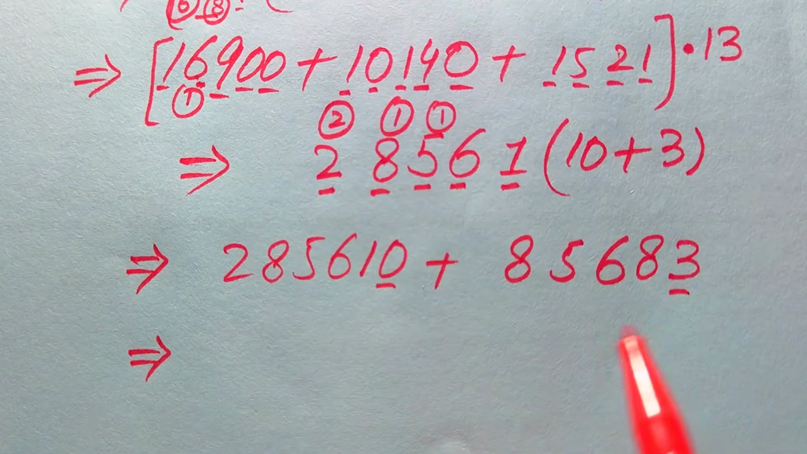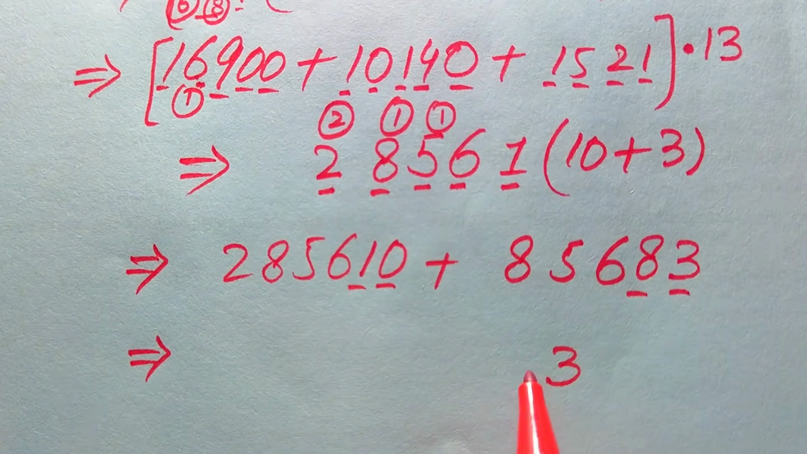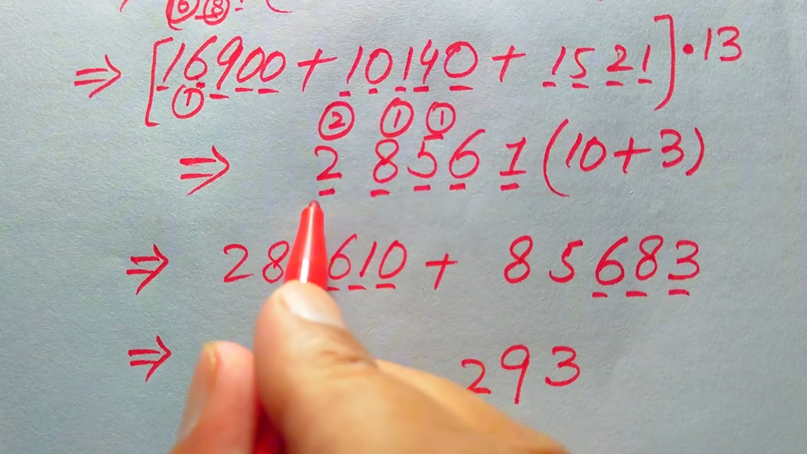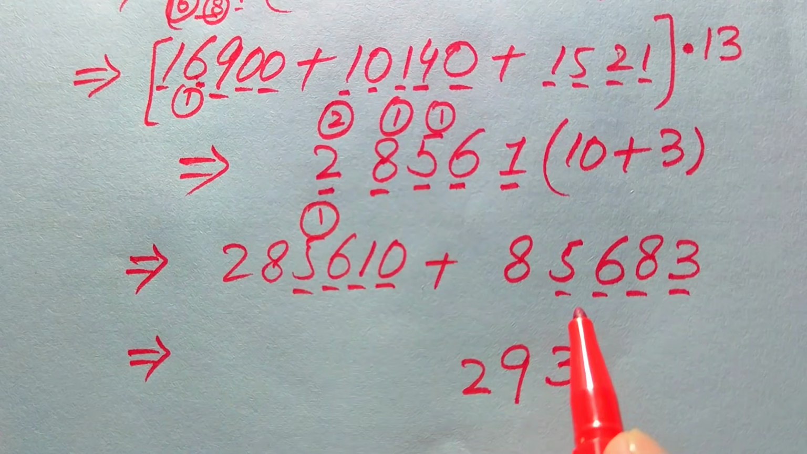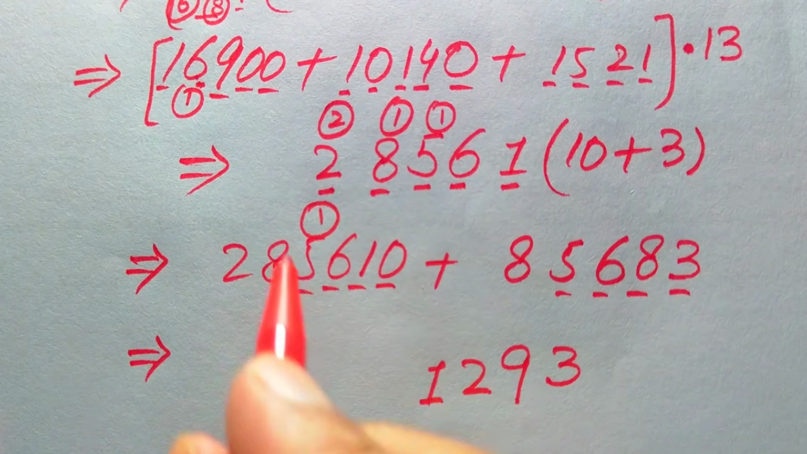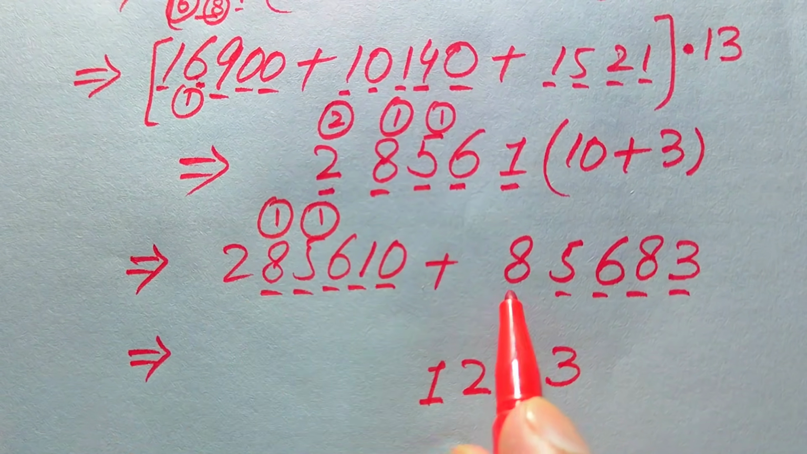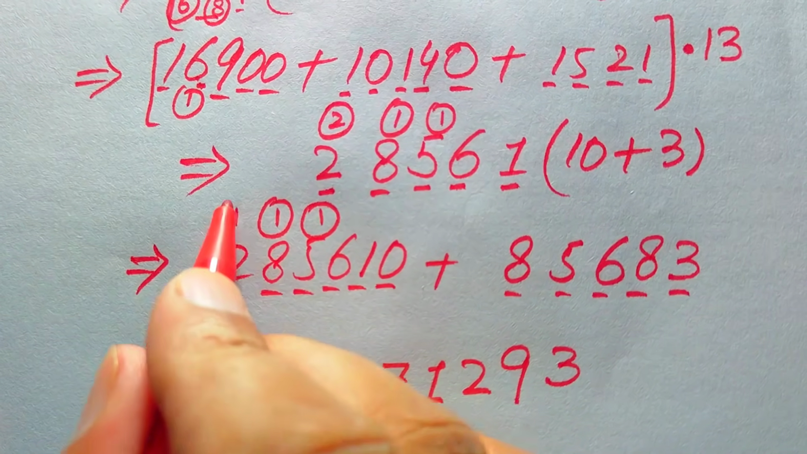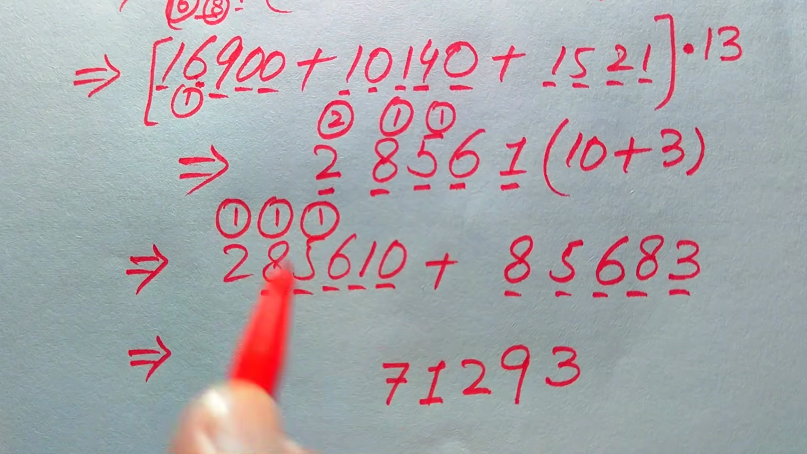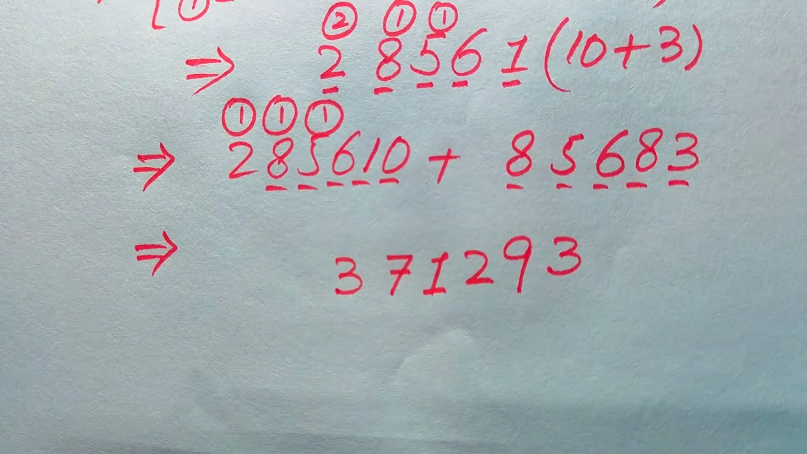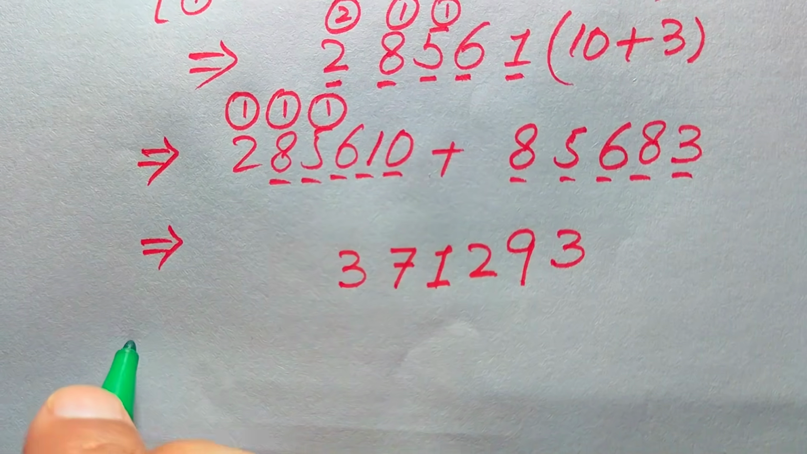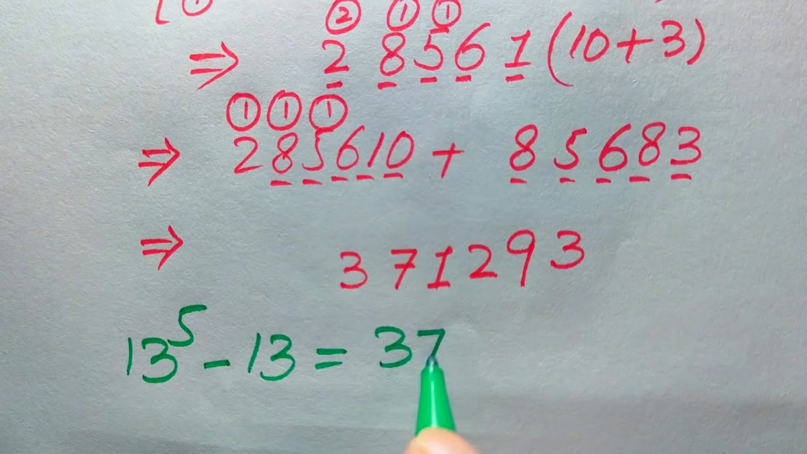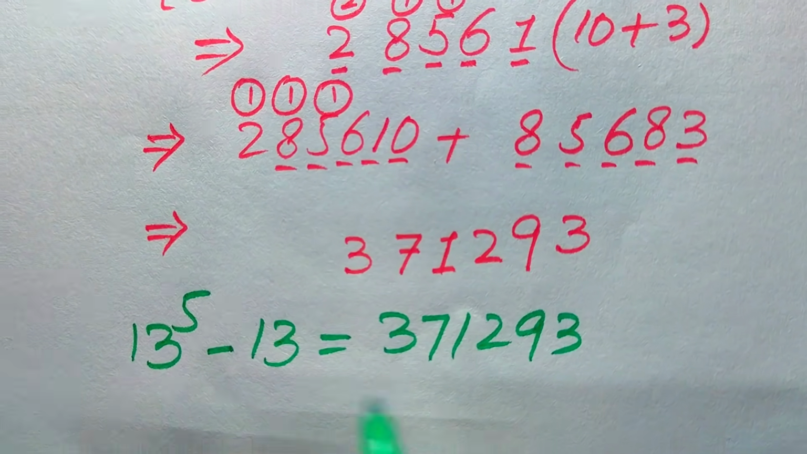We sum up these two values and we get 0 plus 3 becomes 3, 1 plus 8 becomes 9, 6 plus 6 becomes 12, we write 2 and carry 1. So 5 plus 5 becomes 10, 10 plus 1 becomes 11, we write 1 and carry 1. So 8 plus 8 becomes 16, 16 plus 1 becomes 17, we write 7 and carry 1. So 2 plus 1 becomes 3. And now finally we have the final simplified form: 13 to the power of 5 minus 13 is equal to 371293.